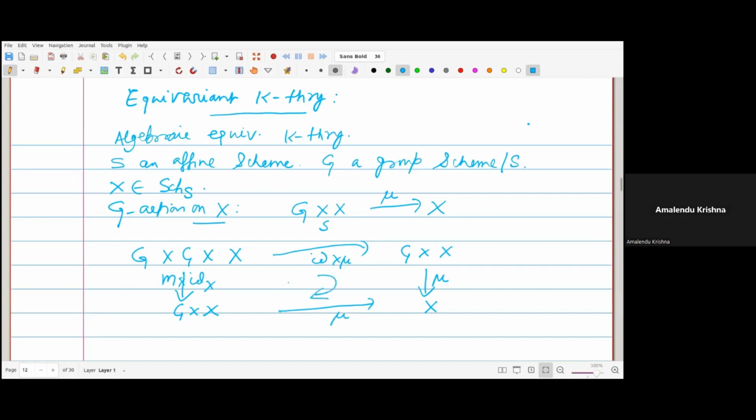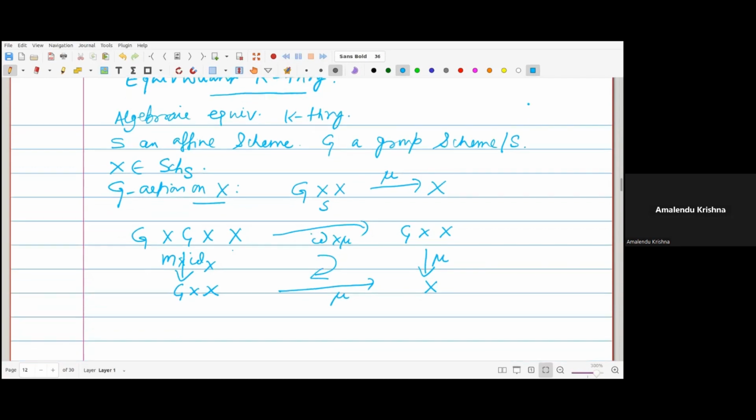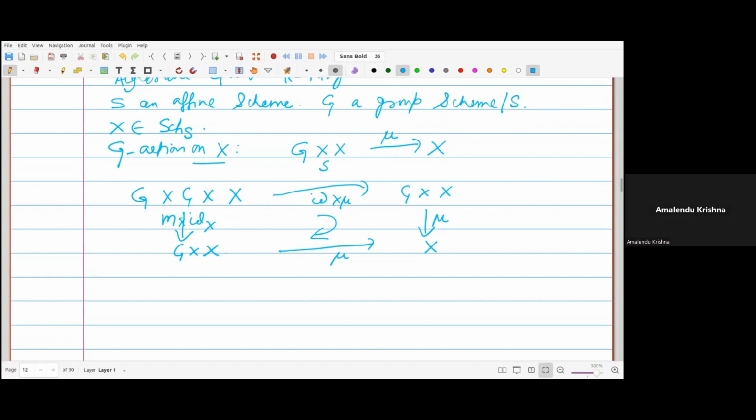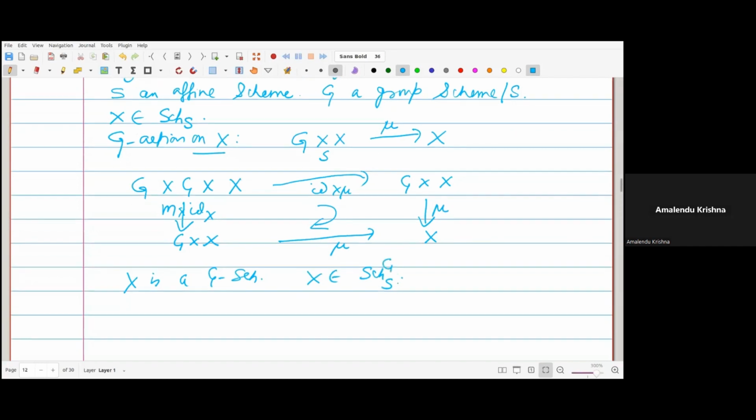Basically, this commutative square is simply saying that if you have two elements g and g prime in G, pointwise, and you multiply g with x, and then multiply g prime with gx, it's the same as multiplying g and g prime in the group G, and then letting it act on x. It's a geometric formalization of what you know in topology, an algebraic geometric formulation of what one knows in topology already. If this happens, then we say that X is a G-scheme, and we also write it sometimes as an S-scheme over G.